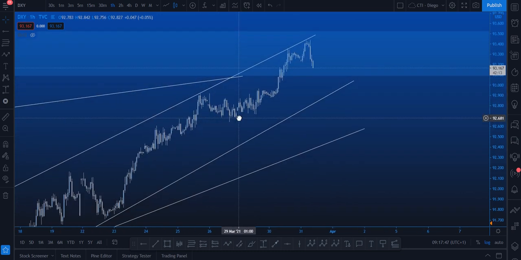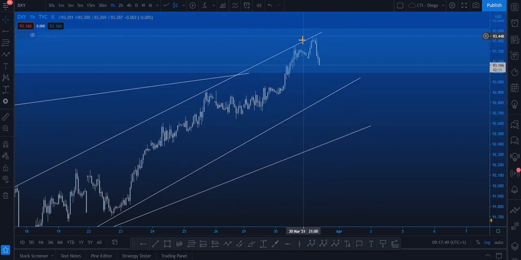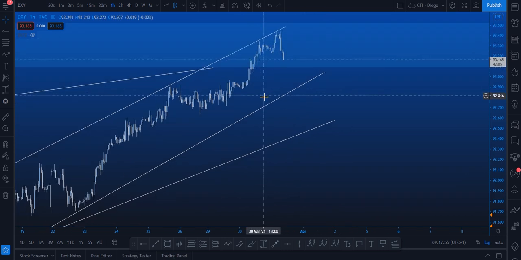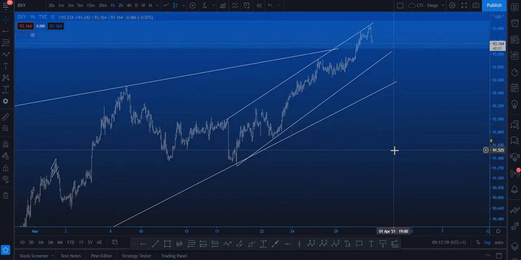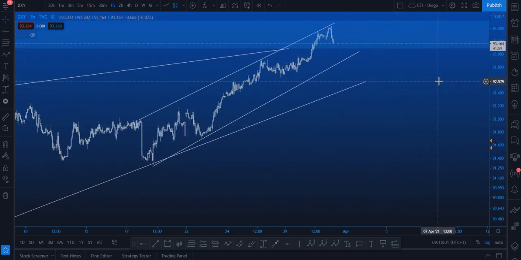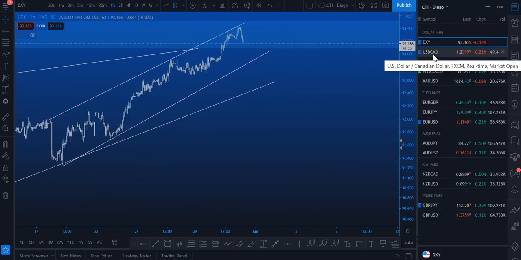Right now, plan A has been activated, which is the third tap of the outer channel structure inside the daily supply level. So DXY is looking really interesting. Everything is going according to plan. So that's DXY. Next on the list is dollar CAD.